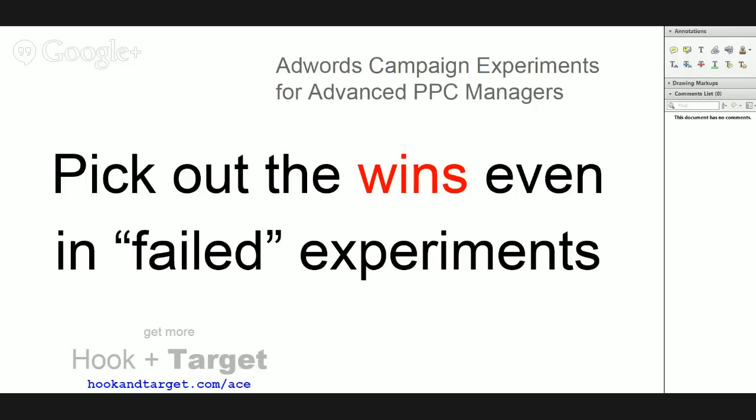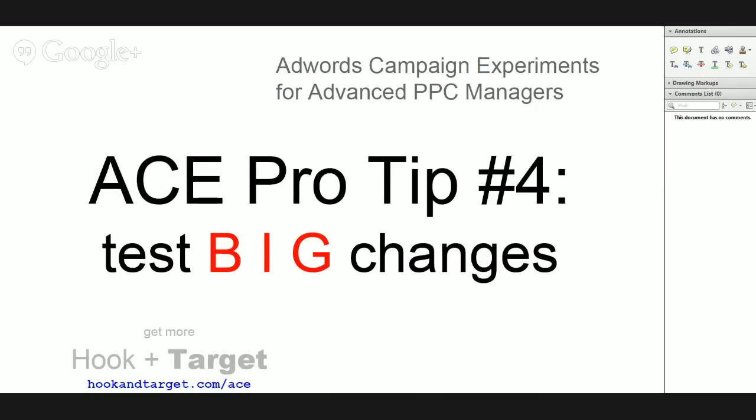So a failed experiment is when I stop it too early, or I make too many changes while the experiment is running, or I experiment with something that didn't matter. And I'll go into that in a minute. Even with failed experiments, analyzing why it failed gives you a better experiment next time. And there are often wins within those failed experiments, so you can actually pick out the wins in failed experiments.